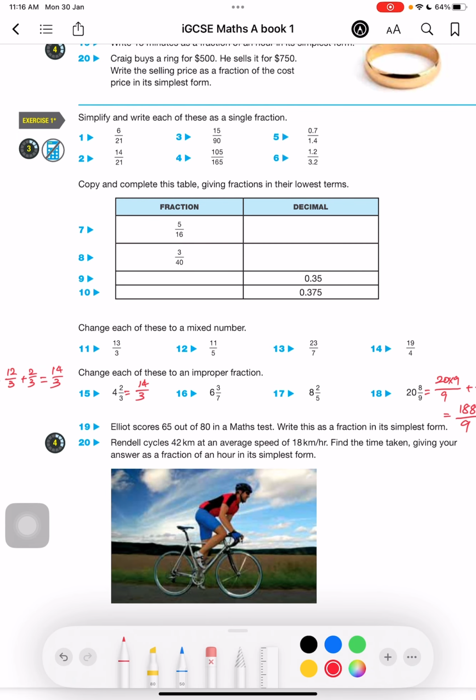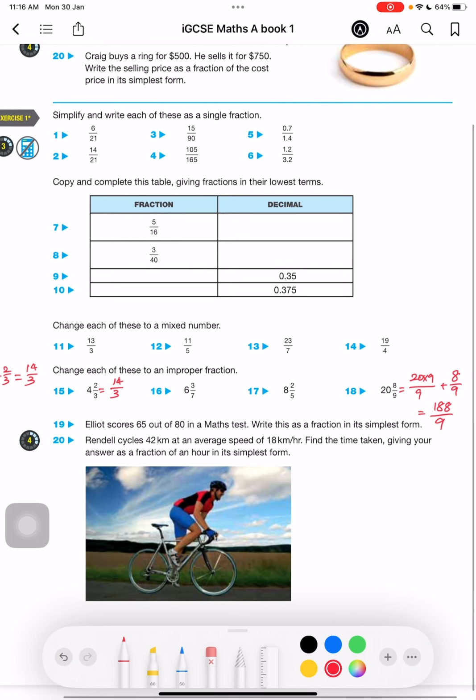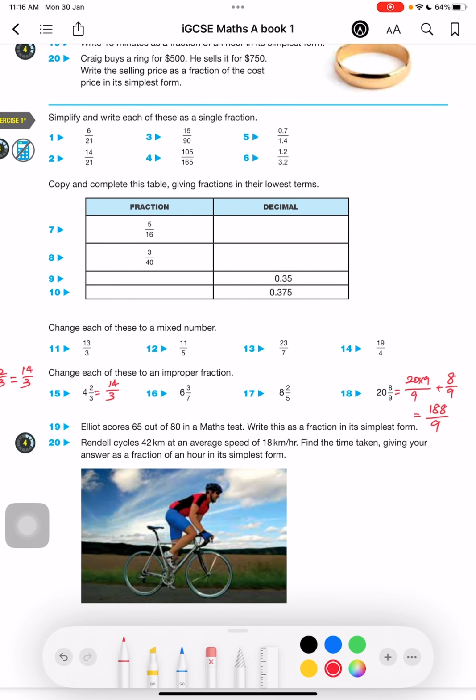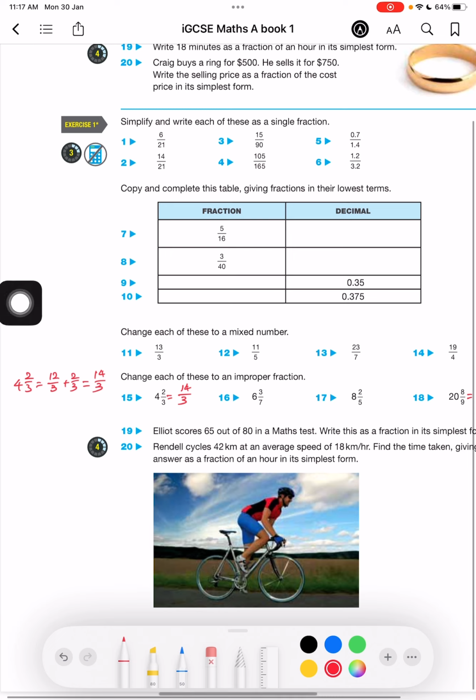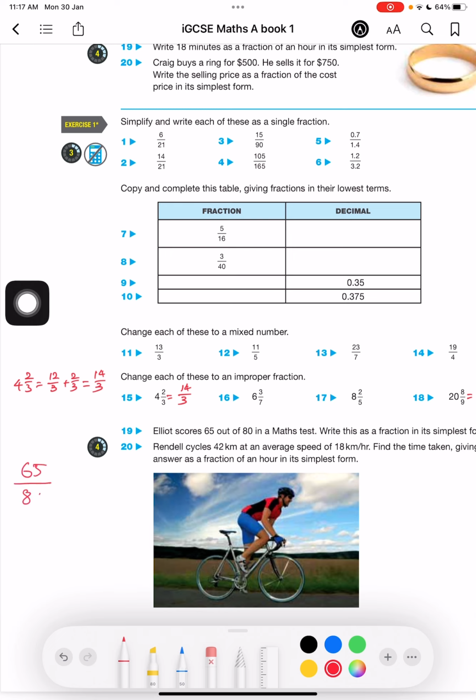So let's do 19 and 20. Alright, so for 19, Elliot scored 65 out of 80 in the maths test. Write this as a fraction in its simplest form. So you have 65, which is the marks, divided by 80, which is the maximum you can get. Given the same way of how you did the previous questions, you proceed to put it into the simplest factors.